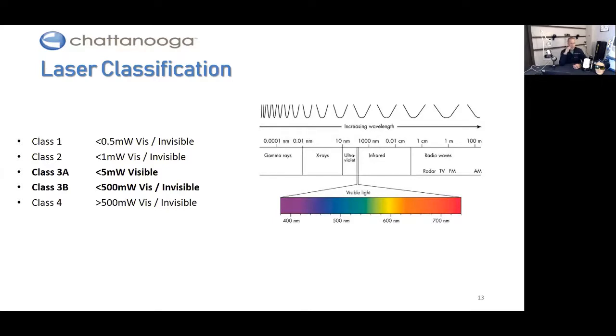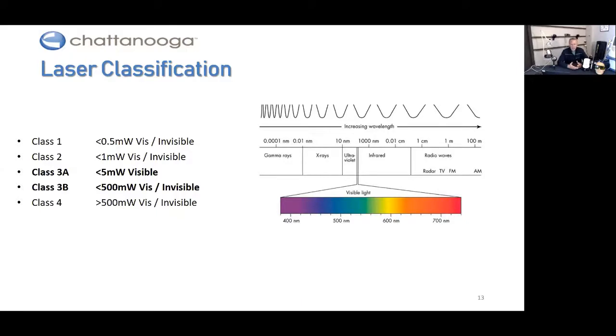Most people will say that a high power laser is a class 4 laser. But if we look at this chart, which is produced by the FDA, the FDA classifies these based on eye injury hazard. How easy is it to damage the retina in someone's eye?